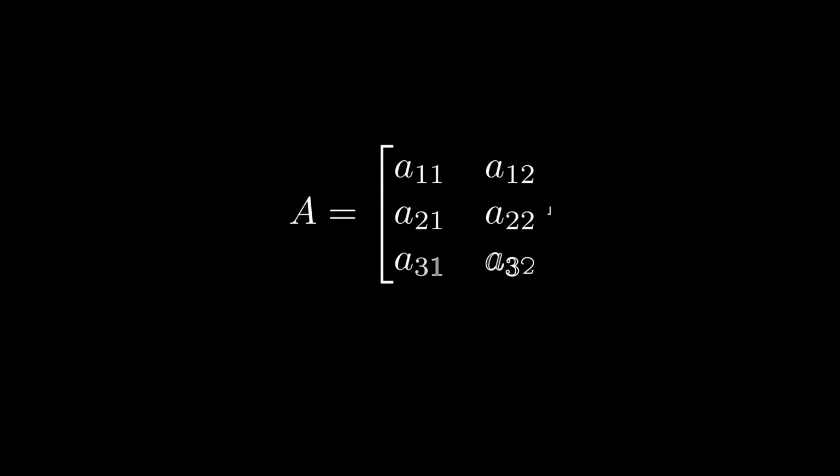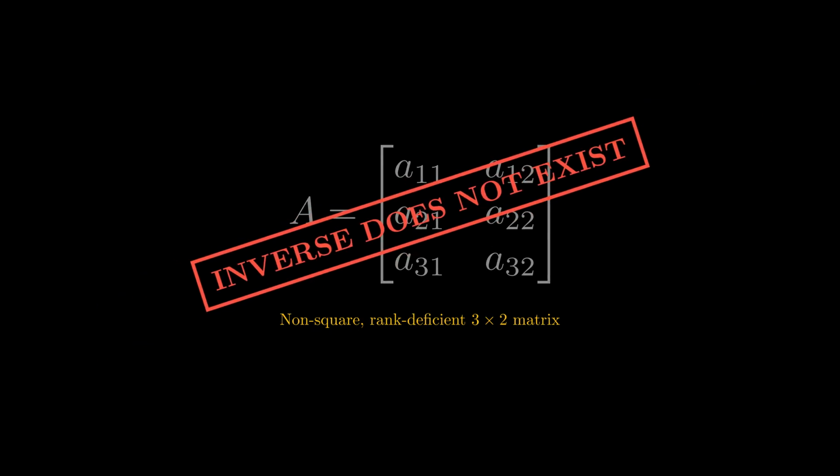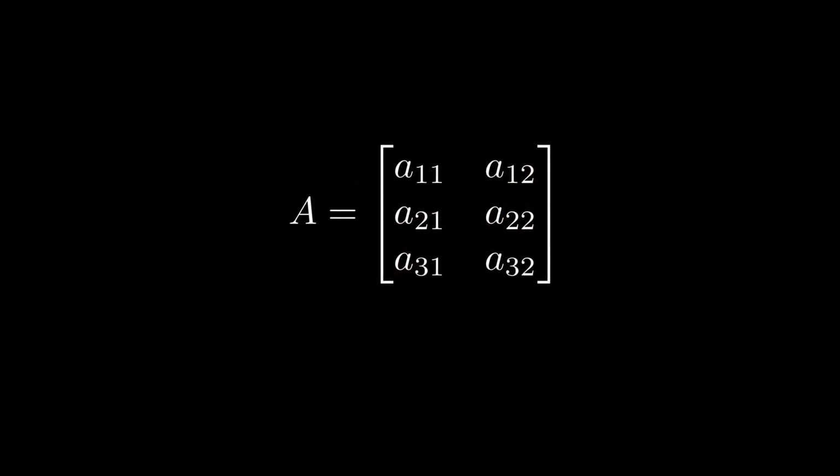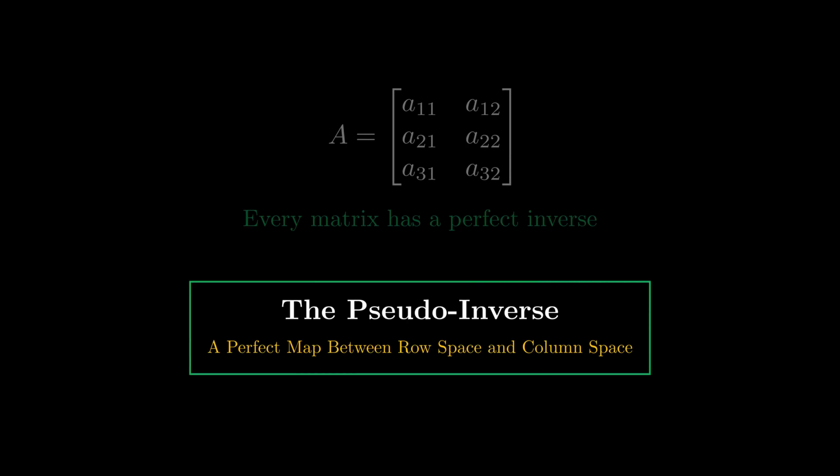You've been told that most matrices can be inverted. That's a lie, or at least half the truth. Here's a non-square rank-deficient matrix stamped with the words, "Inverse does not exist." And yet every matrix, with no exceptions, has a perfect inverse. You just need to know where to look. This is the pseudo-inverse, a perfect map between row space and the column space.